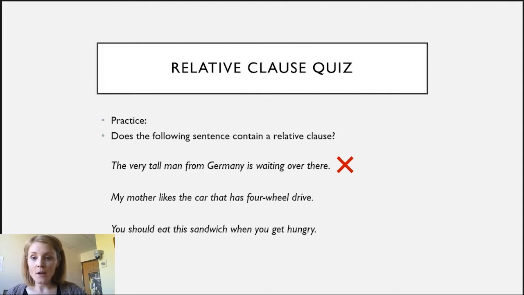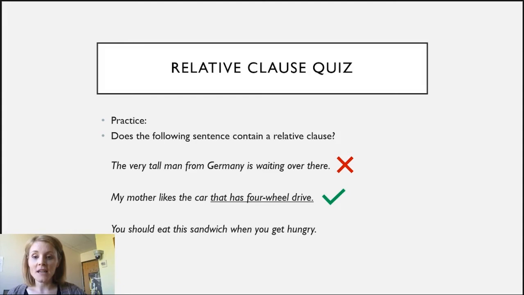Our next sentence, "My mother likes the car that has four-wheel drive." We have the main verb likes, and then we have the main verb has. So this contains two main verbs, so it is a complex sentence. And then we need to determine what type of subordinate clause it is. Our subordinate clause in this sentence is "that has four-wheel drive," and that clause is modifying car. It's saying what type of car it is. And because car is a noun, we can say yes, "that has four-wheel drive" is a relative clause. So this answer would be true. The sentence does contain a relative clause.